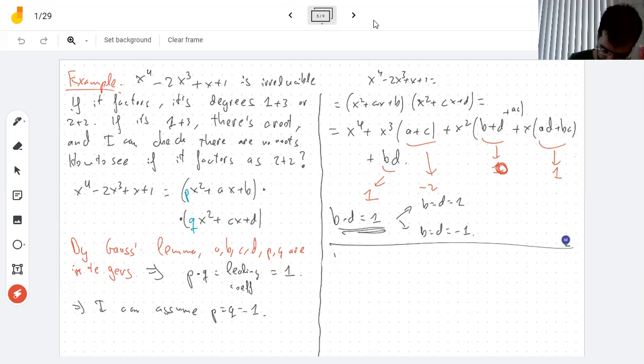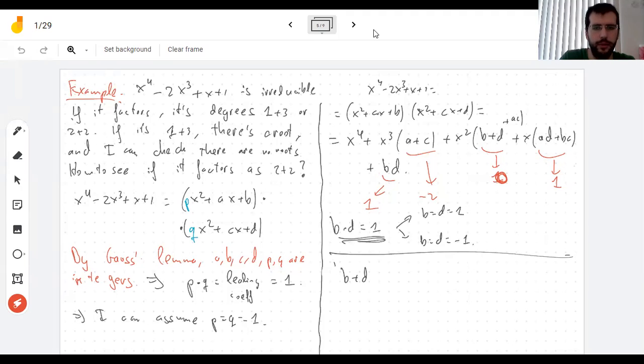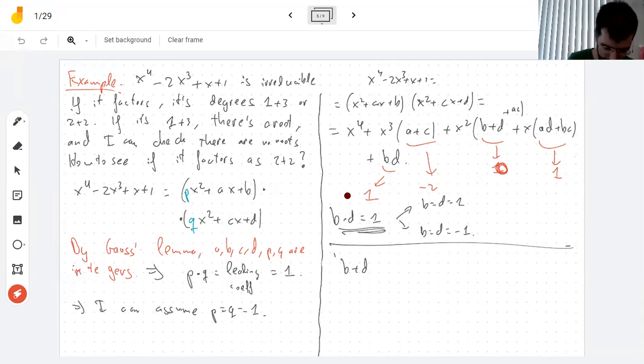Okay, I'm running out of time to do this properly. So they're both one or negative one. Either way, they're both equal. From the fact that one is a d plus b c, I have that d is b, so this is really a plus c times b. But also a plus c is negative two.